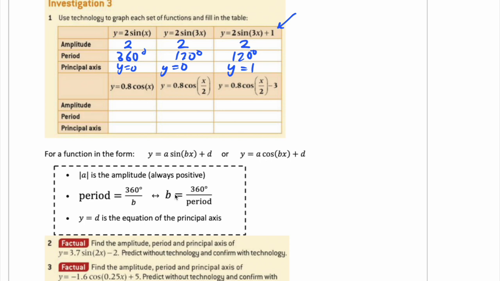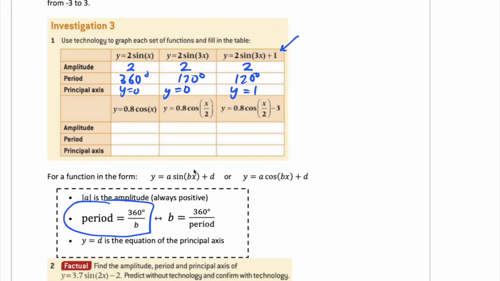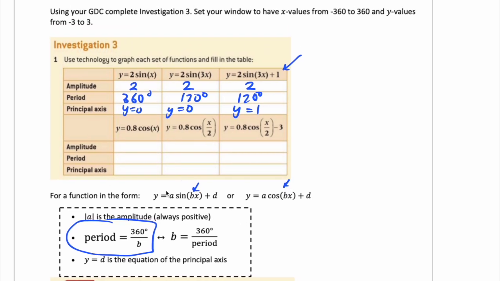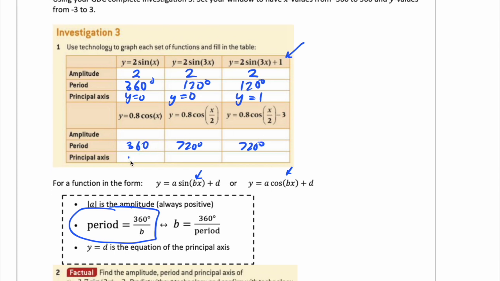Okay, so that brings us to an important formula. Period equals 360 divided by the b value, whatever number is multiplied by x. So you can get the period like over here. You do 360 divided by a half, and you get 720. And this one's regular. The principal axis is normally y equals 0, but this is shifted down 3, so it's y equals -3. And the amplitude for each one is 0.8.